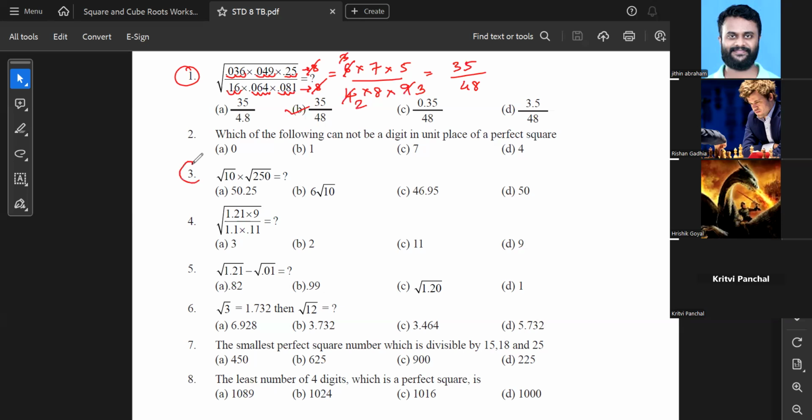Then I'll directly go for problem number 3, where square root of 10 is multiplied with square root of 250. So the answer goes as square root of 2500. Basically, I've multiplied this. I basically combined the square root. Now 25 का square root is 5 and 00 का square root is 0. That gives you 50 as your answer straight away.